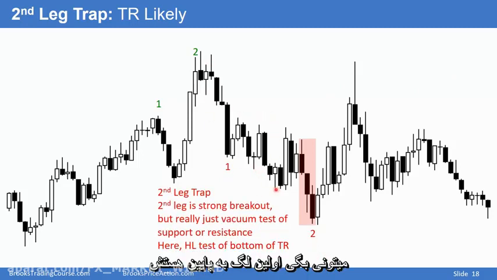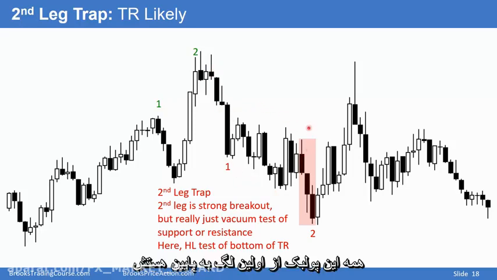This could be the first leg down. You could say this is the first leg down. All of this is the pullback from the first leg down. You can call it an expanding triangle or trading range. So first leg down, and then a pullback, a complex pullback, and then a second leg down. And the second leg down failed. Trapped traders into selling low in what would possibly be a trading range.